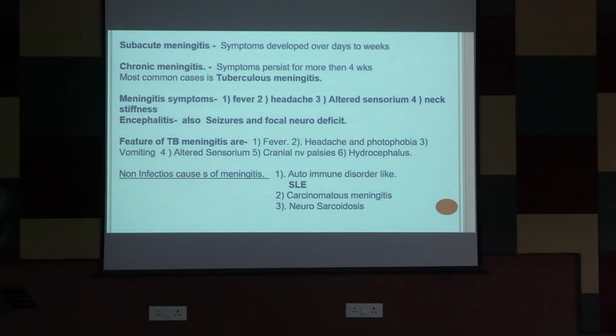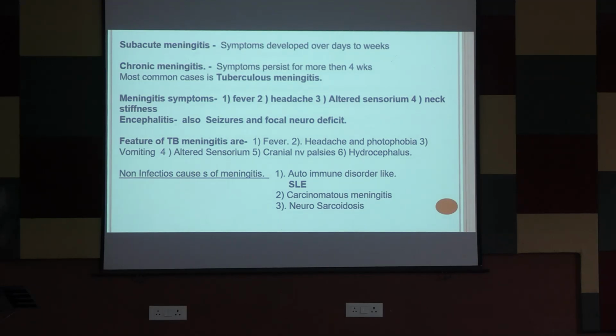Then there are causes where no organism is involved, but there is meningitis, and there is carcinomatous meningitis. There is a carcinoma in some part of the body, but it spreads along the meninges. That is carcinomatous meningitis, a non-infective cause. And also neurosarcoidosis. Sarcoidosis, you know, is one disease which causes granuloma formations, and this can involve the meninges also and cause meningitis. These are the non-infectious causes of meningitis.